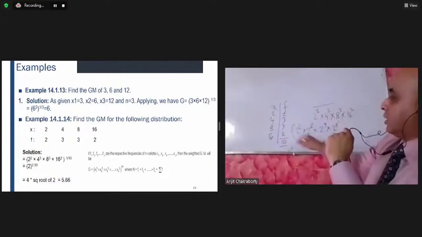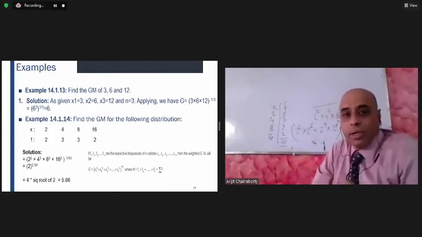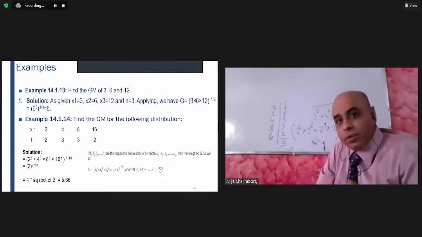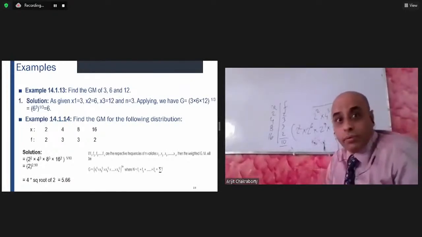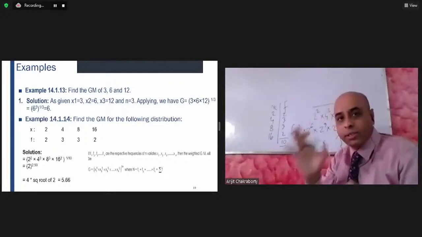This whole to the power 1 by 10. So in this question also, log may not be used. You don't have to use a log table. We can solve it like this. 10th root, people will think, oh God, 10th root, how to calculate? But nothing to worry. Just keep your cool.